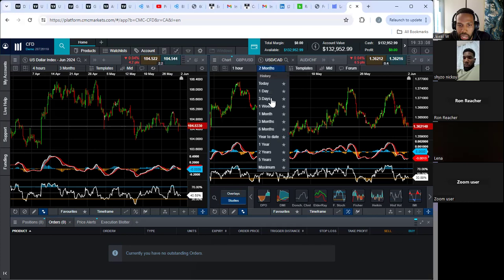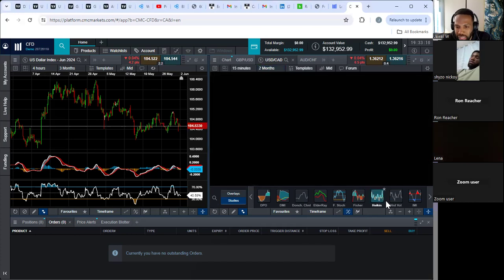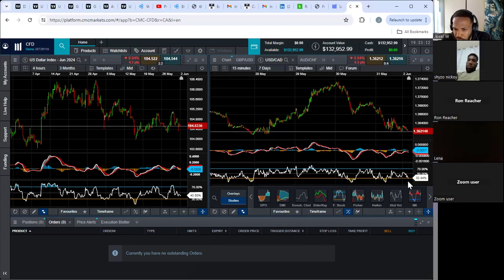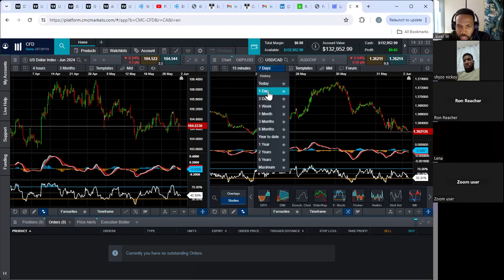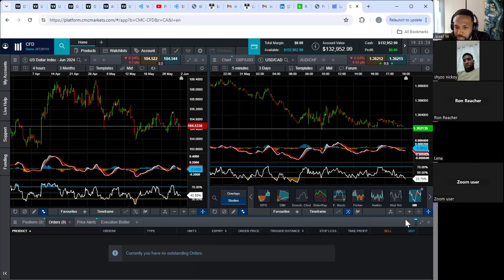So let me look at my 1 week to give me a little bit more confirmation. My 1 week is also showing that we're close to that 30 RSI. And then I'll look at my 1 day also. And my 1 day is also showing that I'm below. So the 1 day is actually below the 30 RSI.